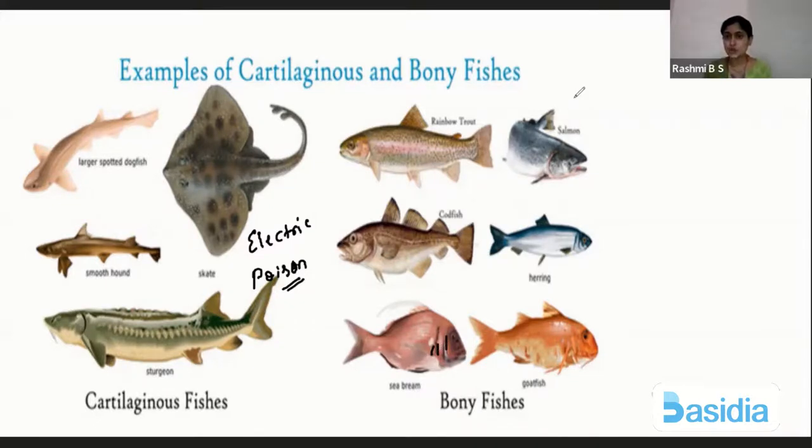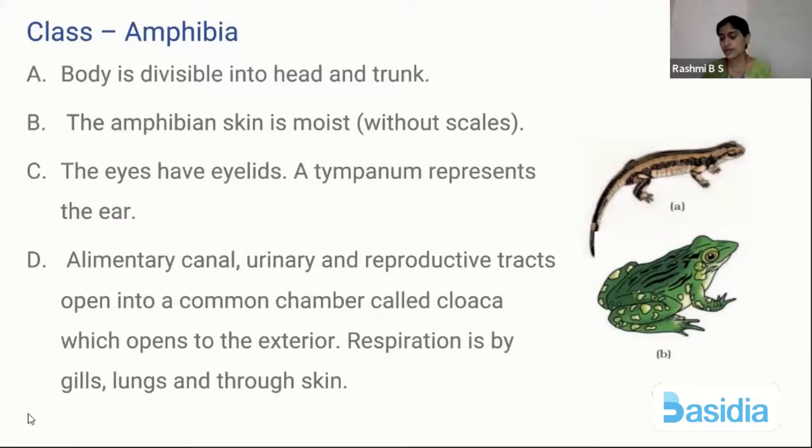Yes, so let us go to the next. Any doubts about these fishes, class chondrichthyes and class osteichthyes, children? No, right? Okay. So now we are coming to superclass Tetrapoda. Under Tetrapoda are amphibians, reptiles, aves, and mammals. Very good. So let us take amphibia first.